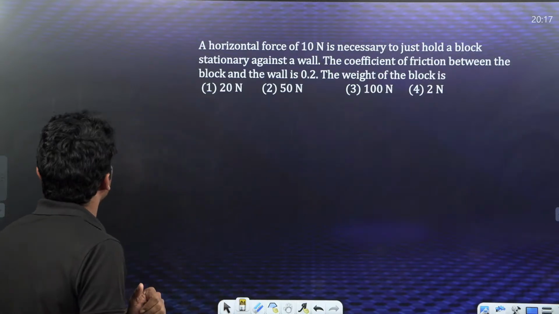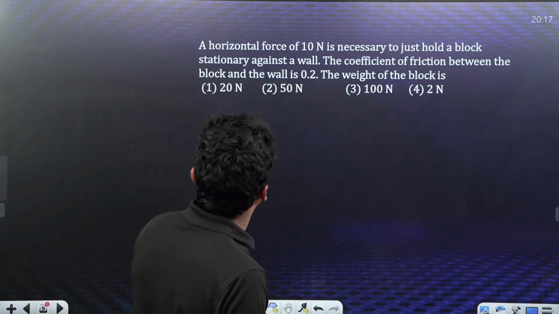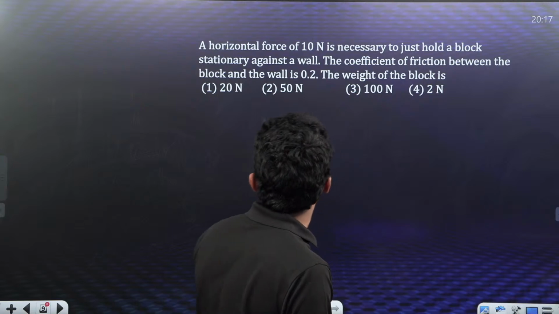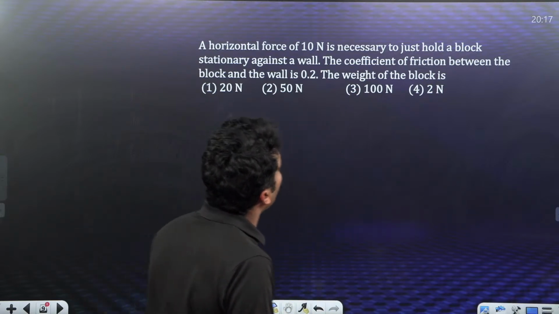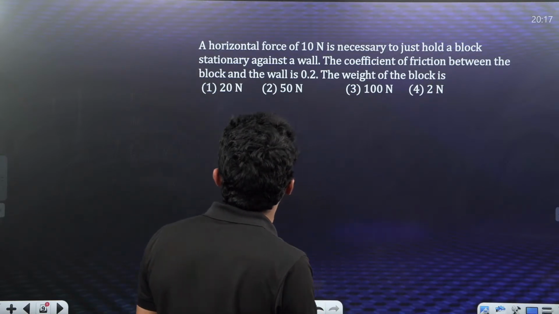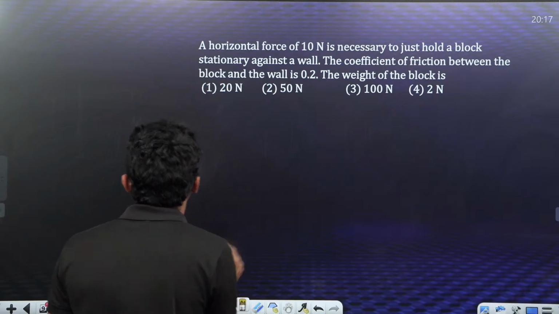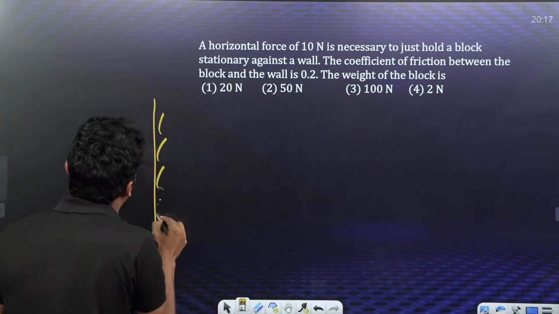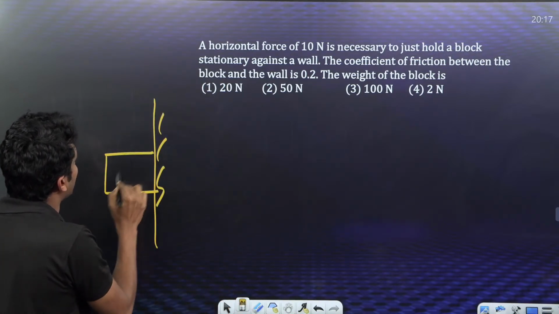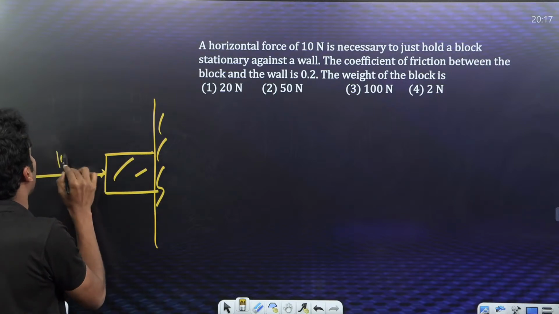Next one is: a horizontal force of 10 Newton is necessary to just hold a block stationary against a wall. The coefficient of friction between the block and the wall is 0.2. Here, consider a wall and a block pressed against this wall by a horizontal force of 10 Newton.